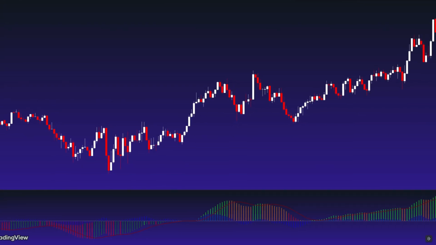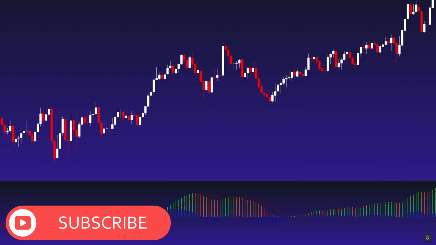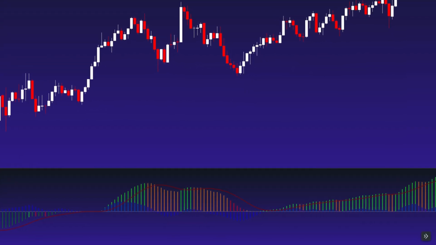Once it's there, you'll see a classic MACD histogram hanging out below the chart, along with a handy signal line to guide you on when to jump in or out of a trade.